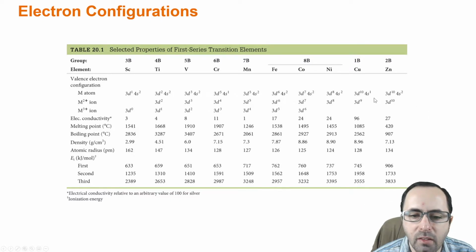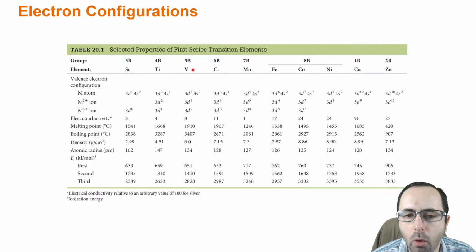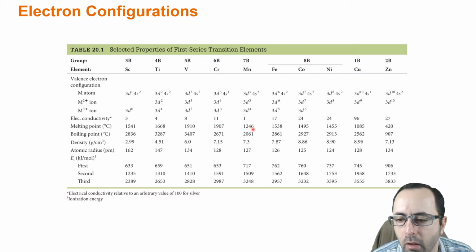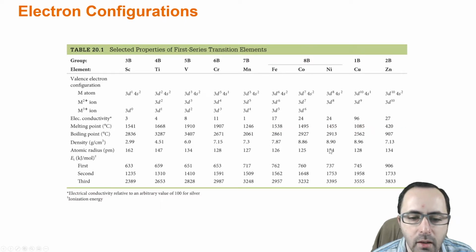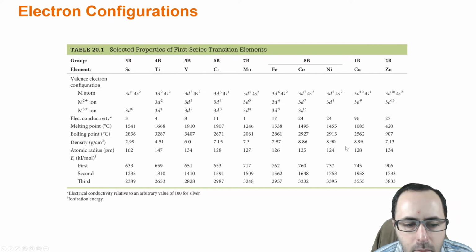So this is a summary here of a lot of different properties for the period 4 transition metals. So you can see their electron configurations here, including those for the ions, their electrical conductivity, melting points. So you'll see an interesting pattern here. The melting points are rising, and then they fall off, and then they fall very much off at the end. That's something interesting we're going to look at in a moment.